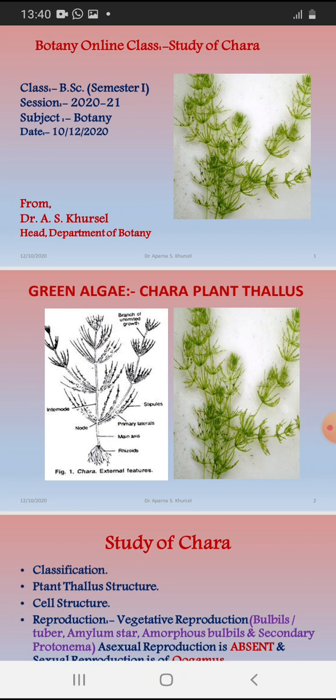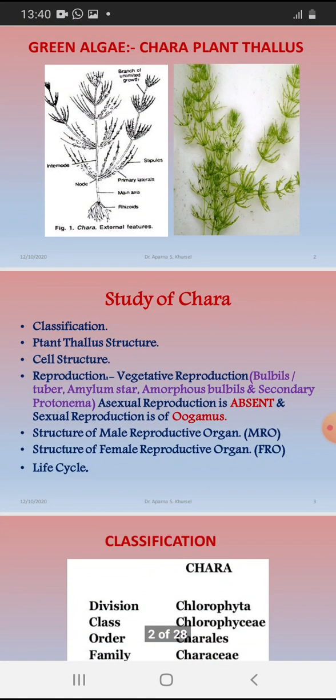Today we will study Chara. It is a green algae and this is the plant thallus. It is macroscopic in nature. Let's see its classification, plant thallus structure, cell structure, how it reproduces, that is its reproduction, structure of male reproductive organ, structure of female reproductive organ, and how it completes its life cycle.